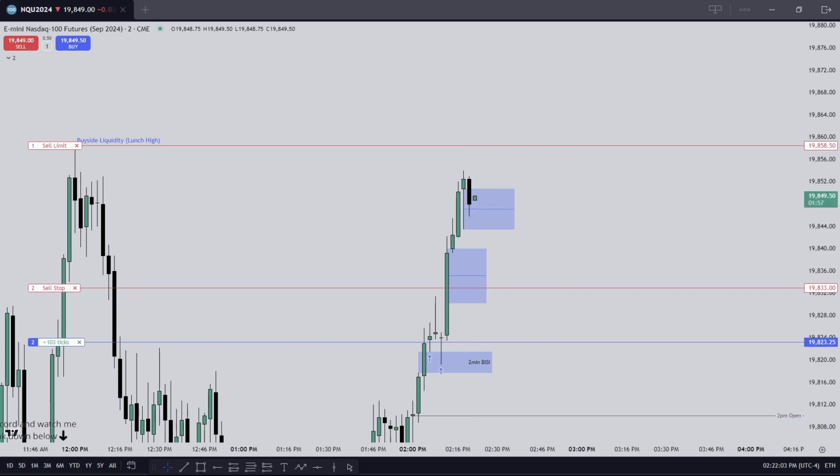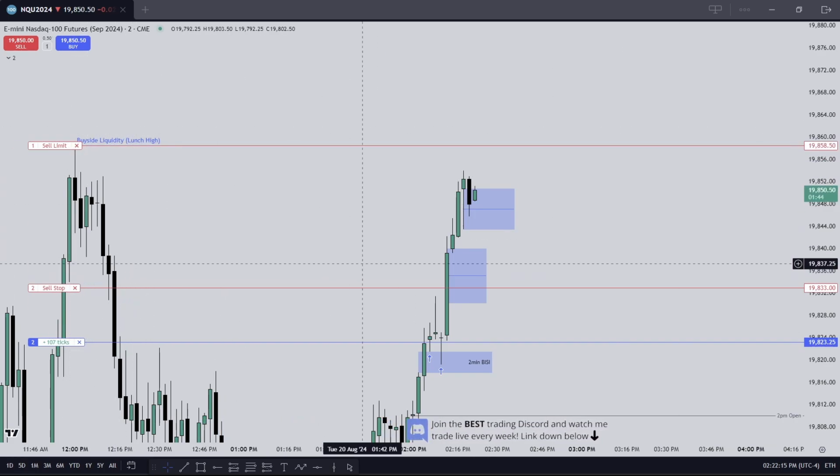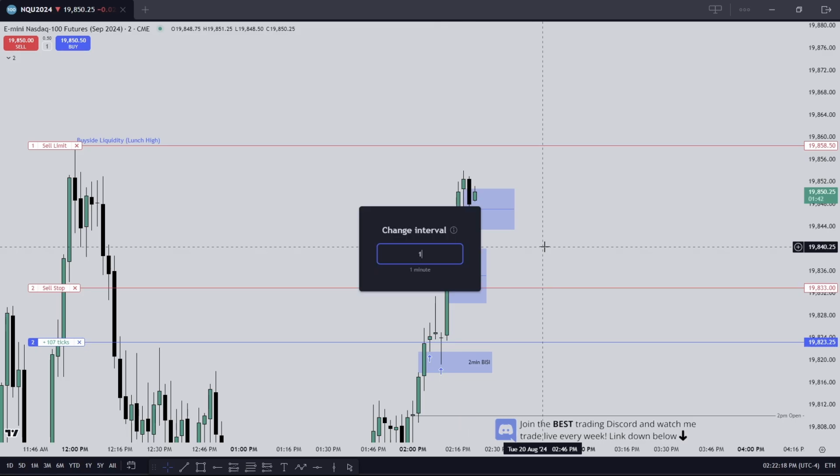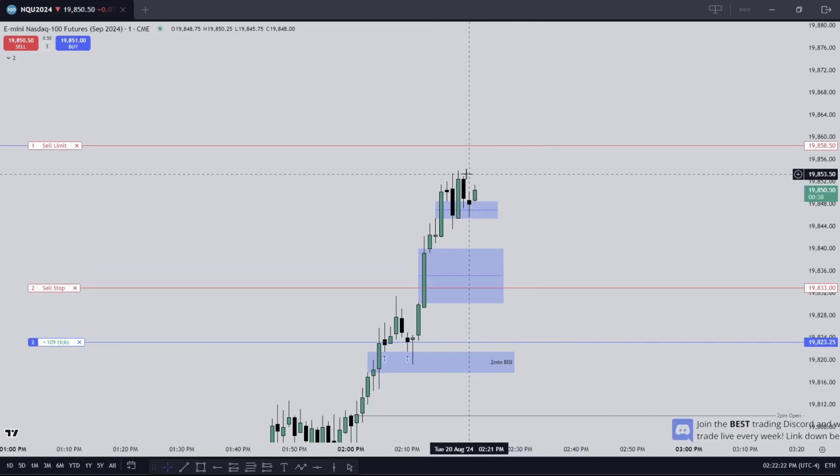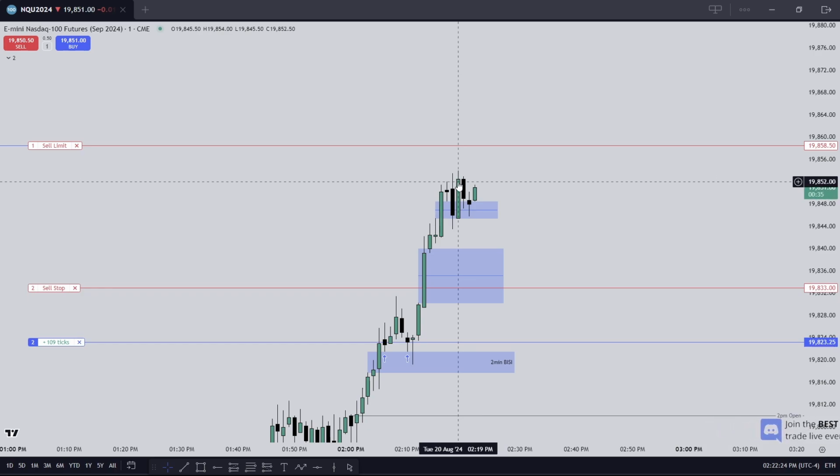So I'm looking for speed here. I like how we closed above consequent encroachment of that wick. This is when I'm telling myself I want to see fast up close candles, and I want to see a lot of speed above this high. A lot of speed. Because again, if we drop down to the 1 minute, I want to see fast up close candles. Definitely want to see a lot of speed above this high here.